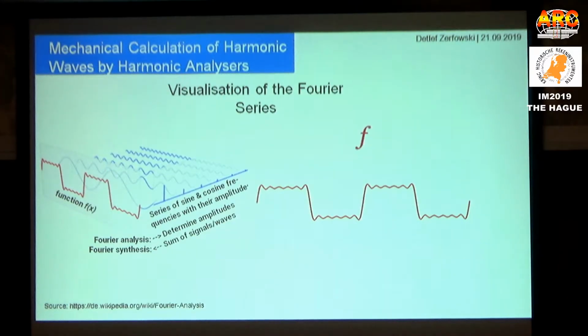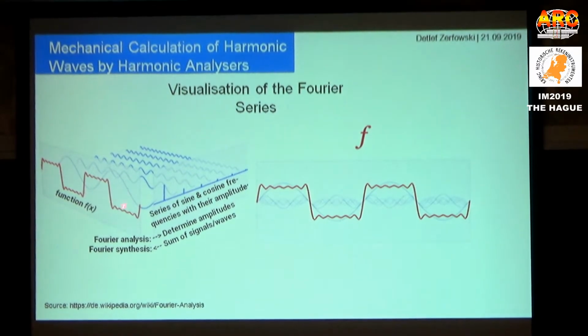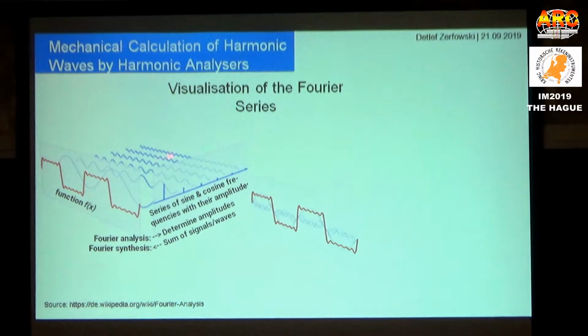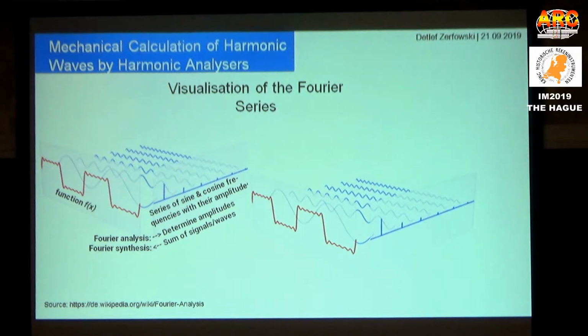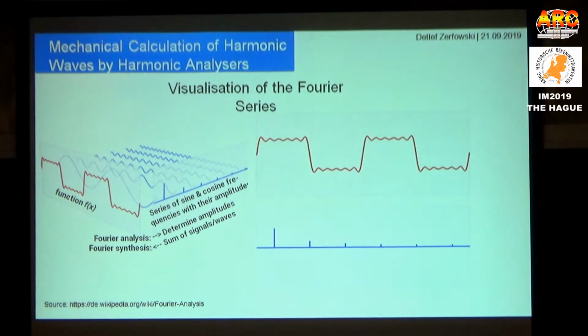And how does it look like? If you have here a function f of x, this function can be separated into different kinds of sine and cosine functions with different frequencies, always multiple frequencies, and this is shown here automatically. So we have to wait a moment until it starts again. So wait a moment. So this is a function which we would like to analyze.